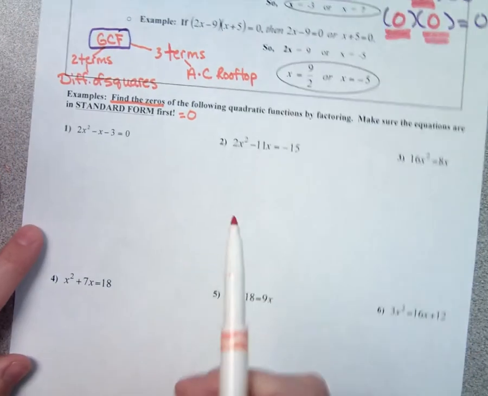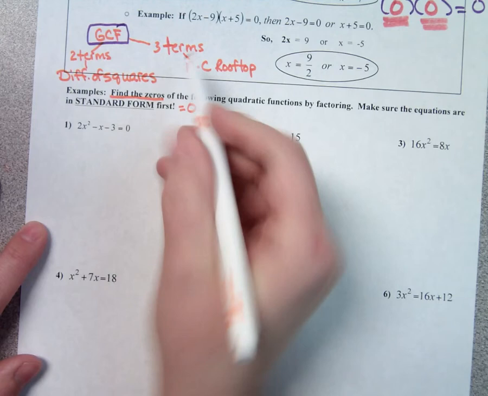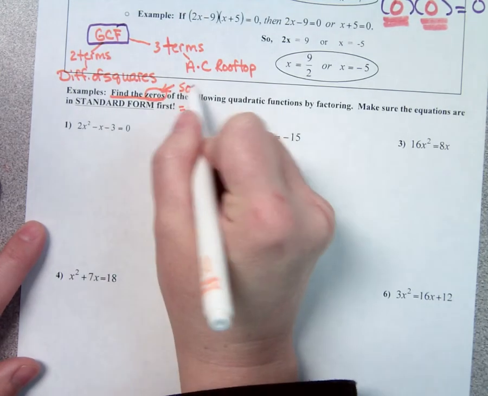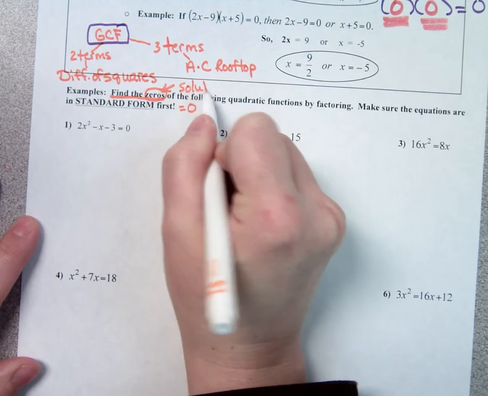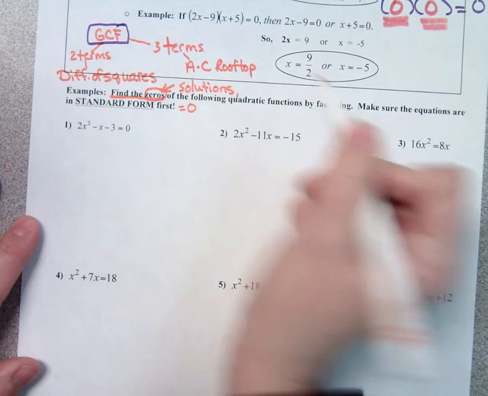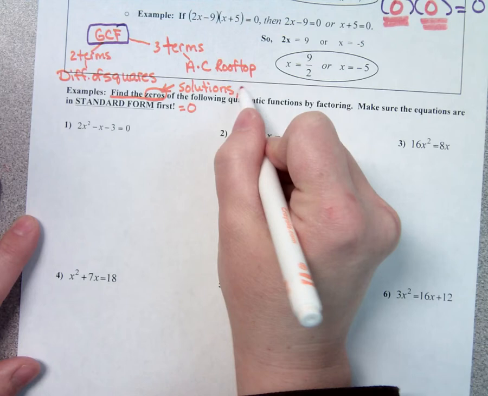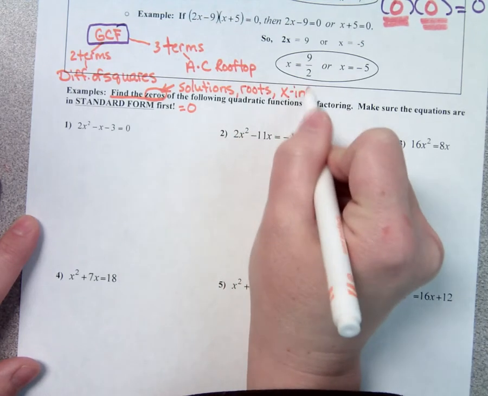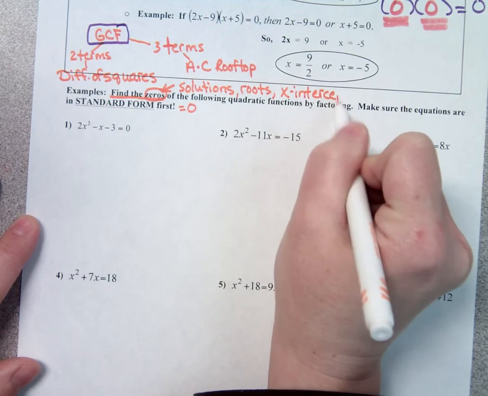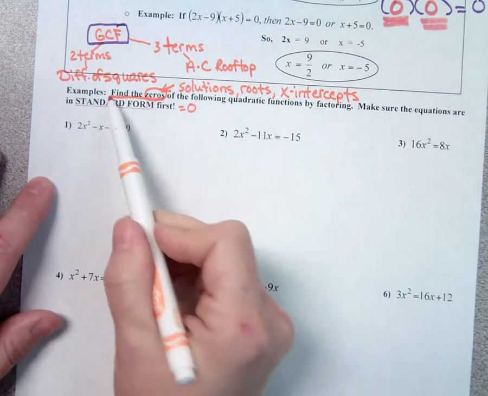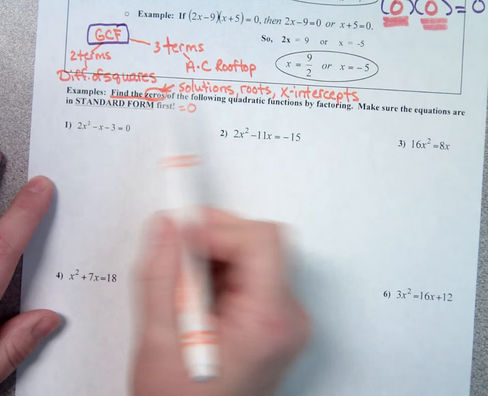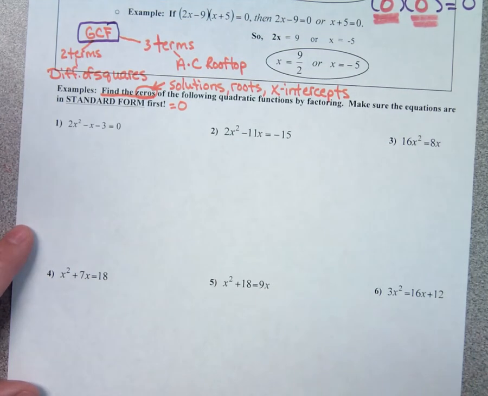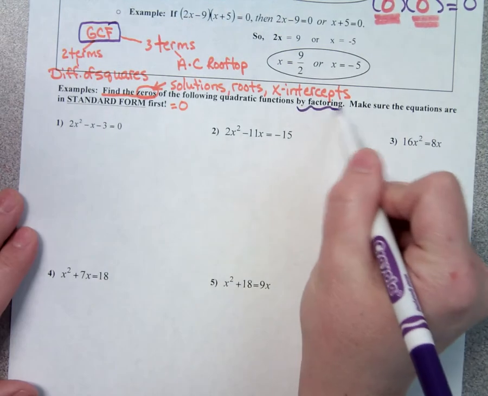And then this part of the directions, when it says find the zeros, what other words mean the same thing as zeros? Solutions. What else we have? Roots, x-intercepts. If your directions say to do any of the following, find the zeros, find the solutions, find the roots, find the x-intercepts, they all mean the same thing. And the way we're going to do that today is by factoring.